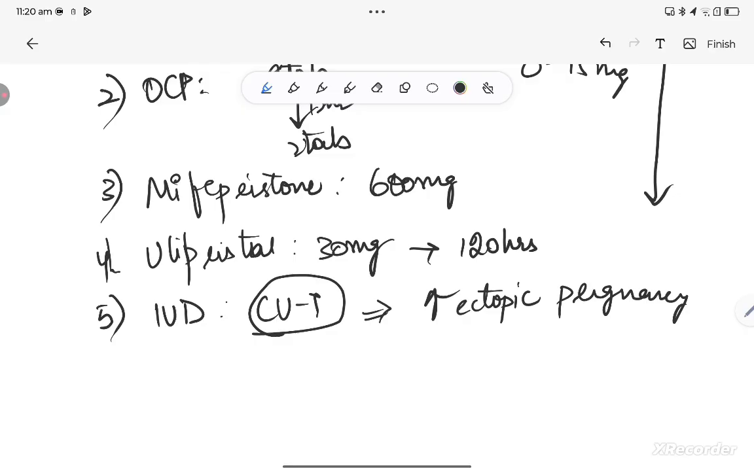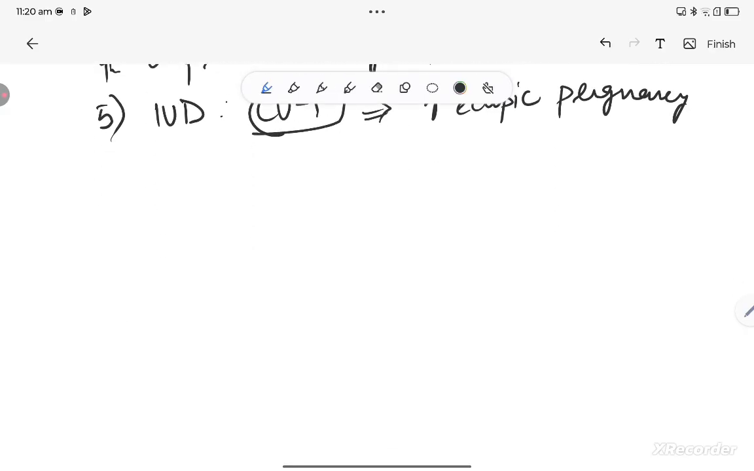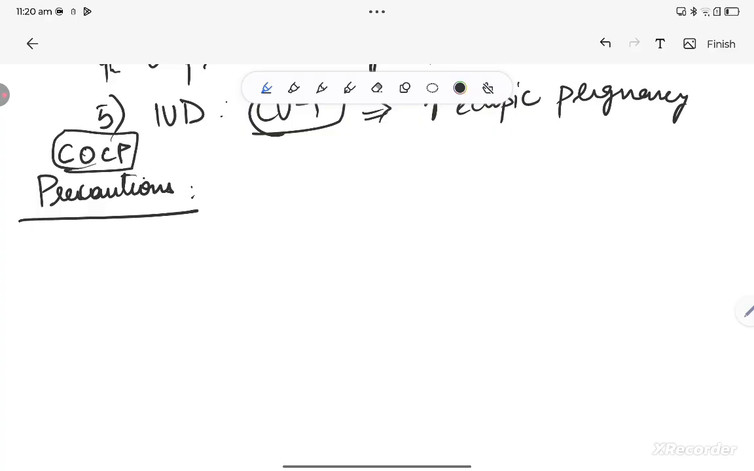Now with this we have finished preparations. Now we will talk about precautions. From here we will talk only about our combined oral contraceptive pills. Clear? Precautions. First thing is missed pill.